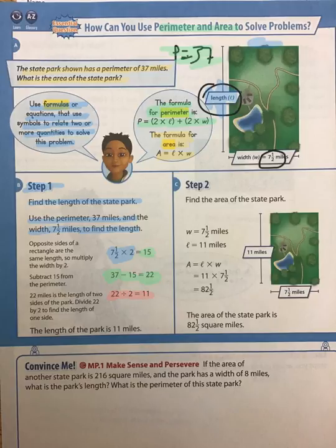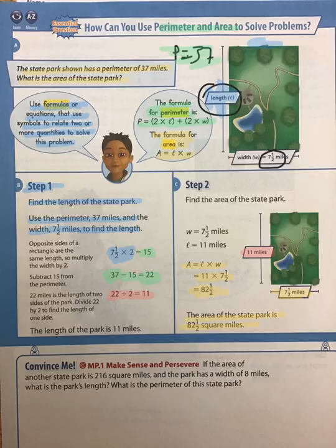So now that we know this missing side is 11, and this side is 7.5, we can multiply length times width. We multiply 11 times 7.5 and end up with 82.5. So the area of the state park is 82.5 square miles.